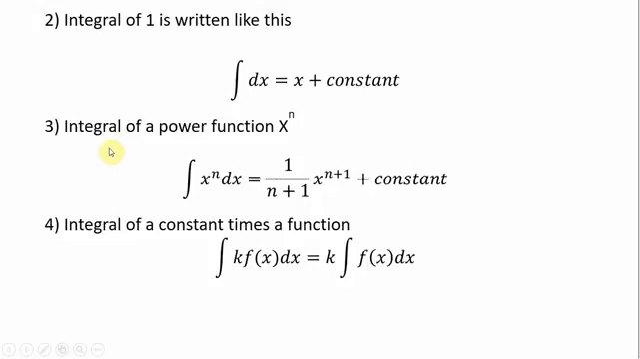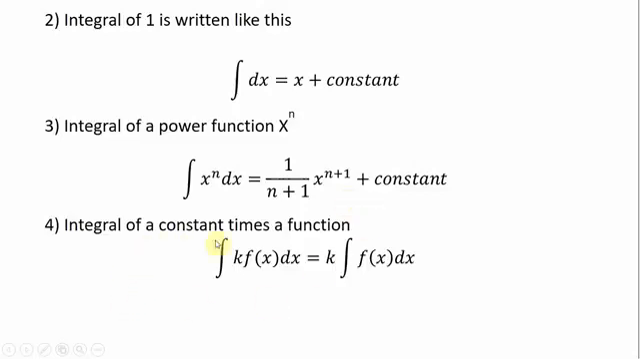The important integral of a power function, where x is raised to some power, n. The rule is as follows. 1 divided by n plus 1 is going to be multiplied by x raised to the n plus 1 power. And again, we add on some constant. So this is an important rule that we'll use in a little bit.